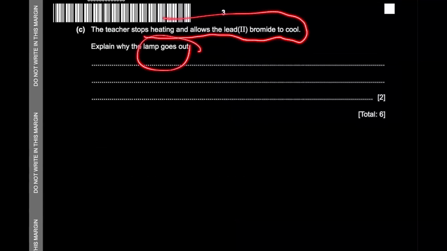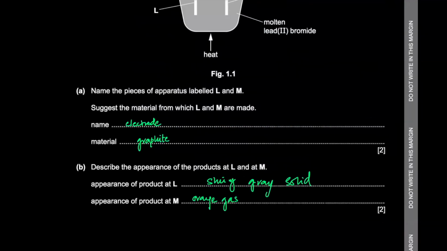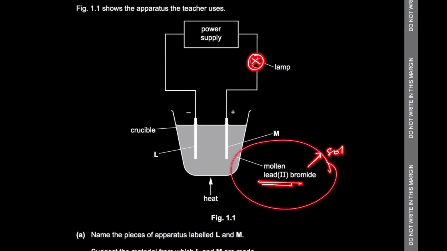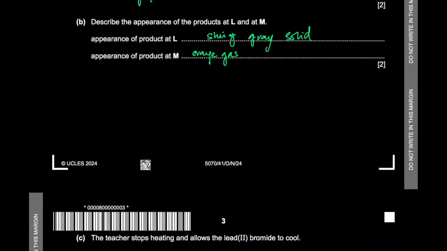Explain why the lamp goes out. Okay, so we've got a lamp here. When you allow the molten bromide to cool, it turns into a solid. And once it turns into a solid, it can't conduct, right? Because solid ionic compounds can't conduct. When it's hot, it's melted, it's molten, in liquid form. But you need to maintain a high temperature because ionic compounds have very high melting points. If you allow it to cool, it turns into a solid and therefore it cannot conduct.